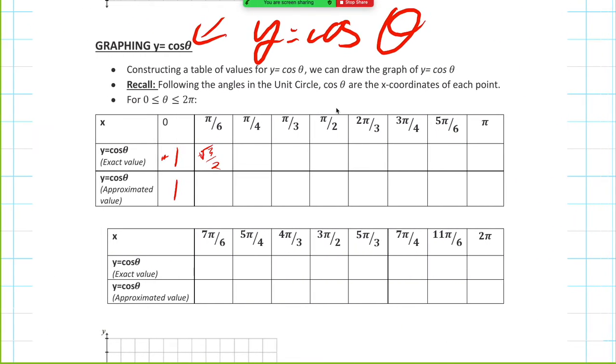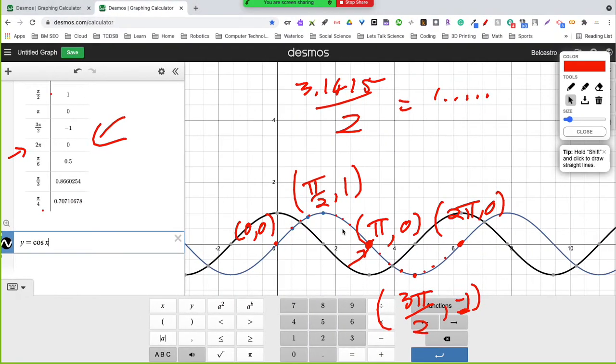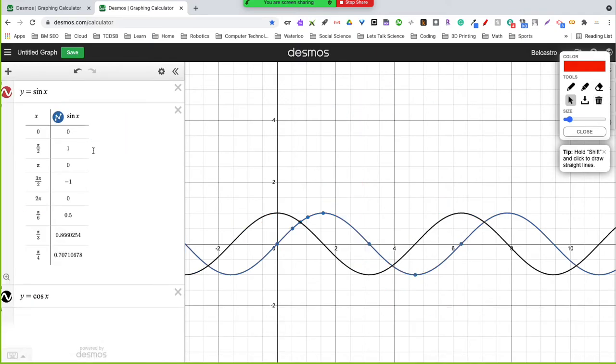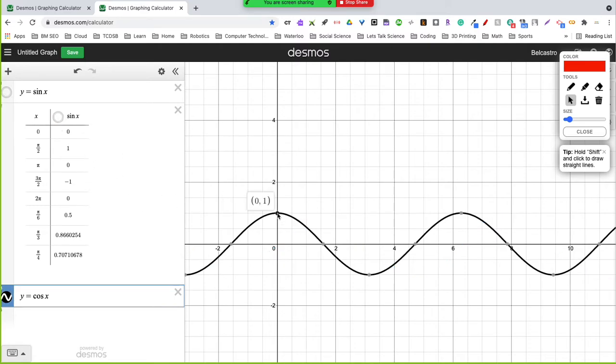Okay, so you're looking at cos, and you've discovered that cos starts at a bit of a different spot. So we're going to go take a look at the graph here. I will turn off the sine graph, and I'll turn off what we have written here. So clear it, and we'll turn off sine. And you'll notice that cos is a little bit different, right?